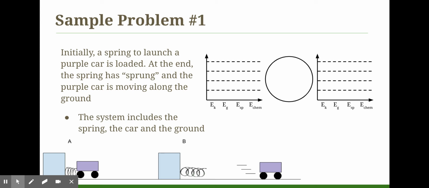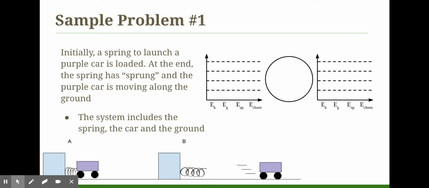And when we do this, we look at the start. Our car is up against the spring. It's not moving, so no kinetic energy. It's on the ground, so no gravitational energy. Hey, there's a spring, and it is compressed, so there's going to be some spring energy. And then, is there anything that can burn? I guess, yeah, the car can burn, but it's not actively being burned during this problem, so we don't care about that.